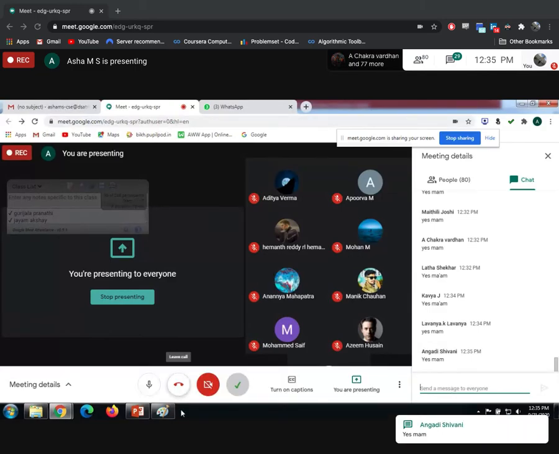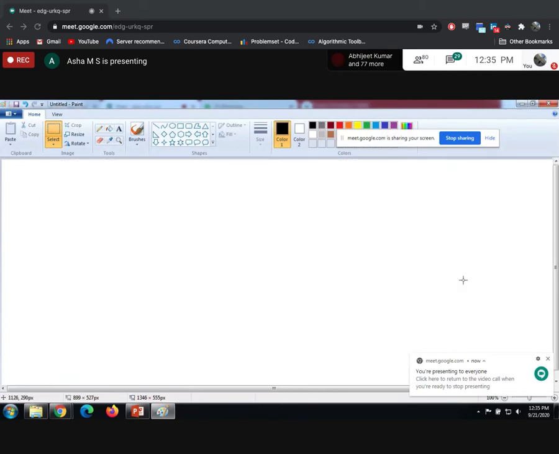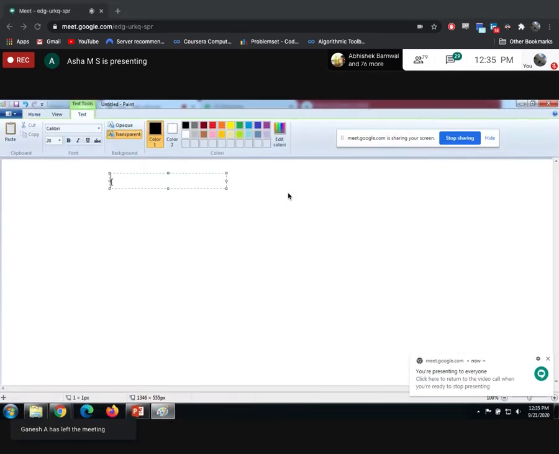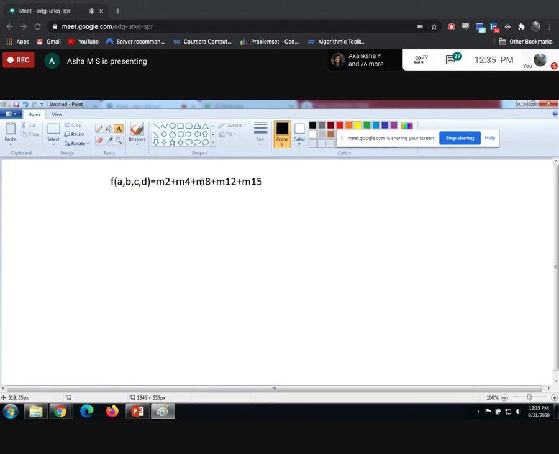So this is the one way they will give the function, what we saw till now. Another way is a comma b comma d. Another way is m2 plus m4 plus m8 plus m12 plus m15. This is another way they will give the function.